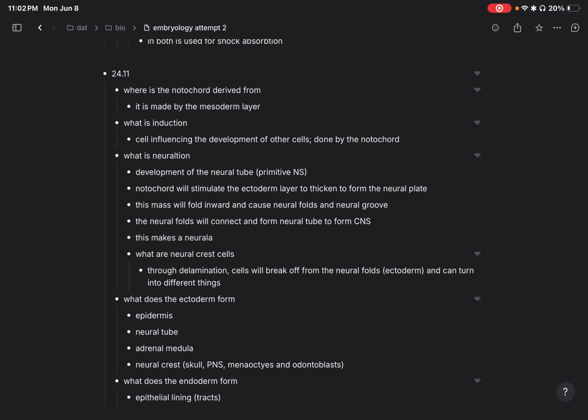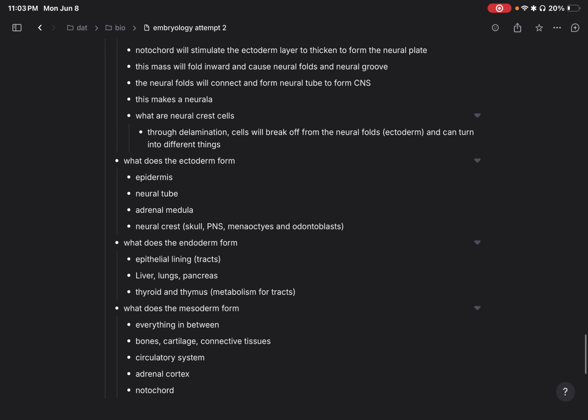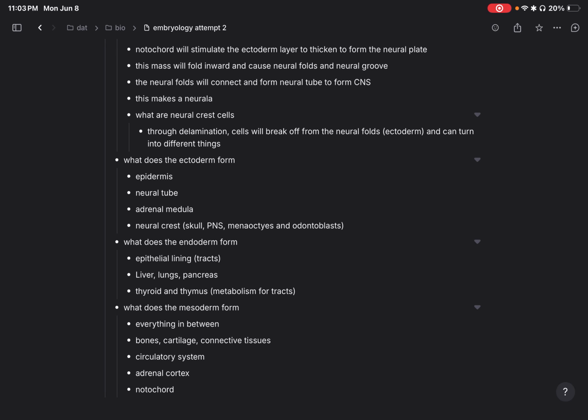Neural crest cells are formed from this as well. There's a process called delamination. As the neural folds, the ectoderm, are formed, these neural crest cells will break off through delamination. The ectoderm, the outermost layer, will form the outer part: epidermis, like skin, hair, nails, keratin maybe. The neural tube is also from the ectoderm, as are the adrenal medulla and the neural crest, so the skull.